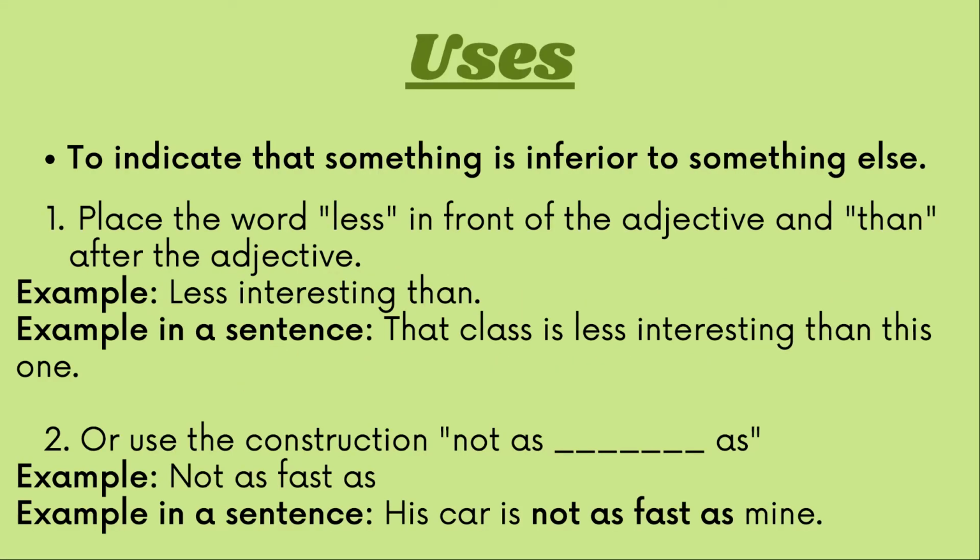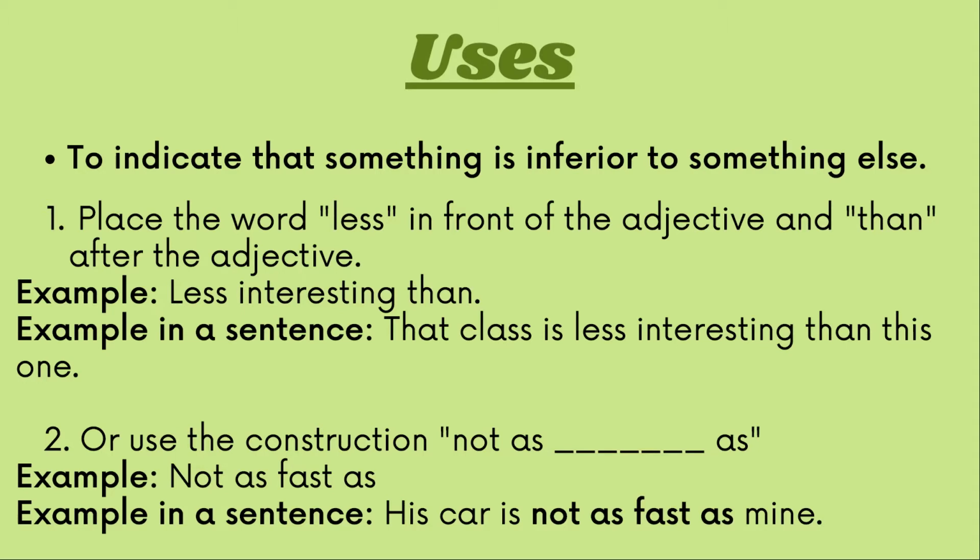Another use is to indicate that something is inferior to something else. So there are two ways we can do this. The first one is that we place the word less in front of the adjective and than after the adjective. For example, if we want to say that something is not as interesting, we say less interesting than. And the example in the sentence would be that class is less interesting than this one.